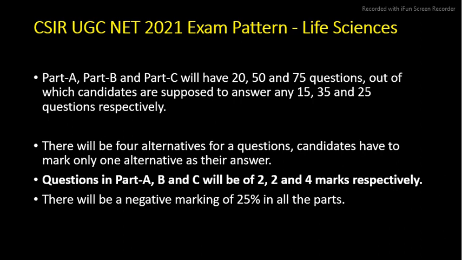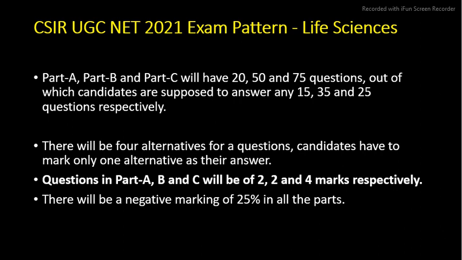Okay, so there will be 4 alternatives for each question. Candidates have to mark only one alternative as their answer. Questions in part A, B and C will be of 2, 2 and 4 marks respectively. For the correct answer you will get 2 marks in part A and B and 4 marks in part C, and there will be a negative marking of 25% in all the parts. So in all the parts negative marking will be of 25%.